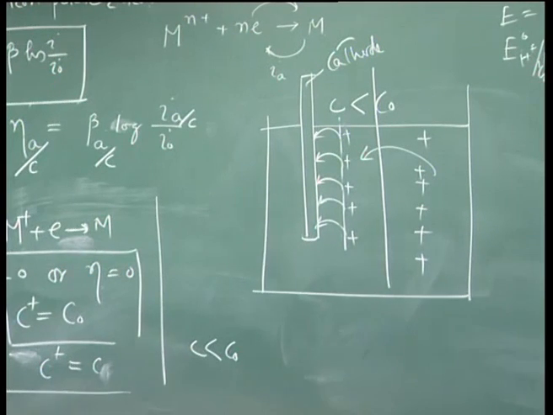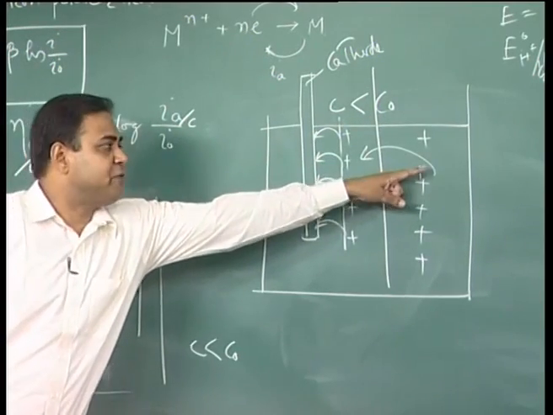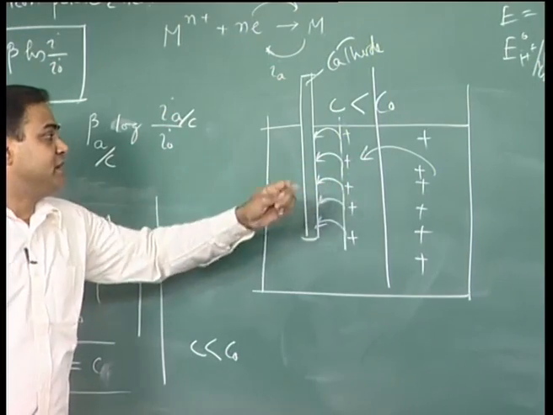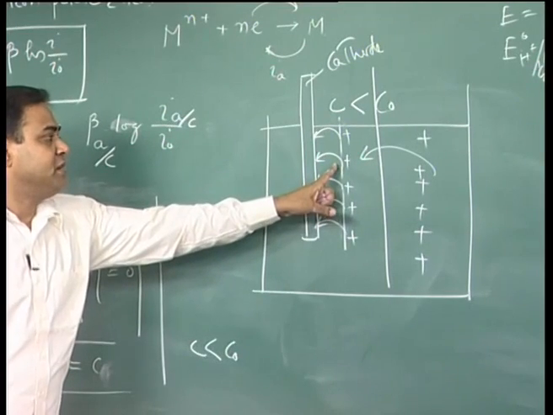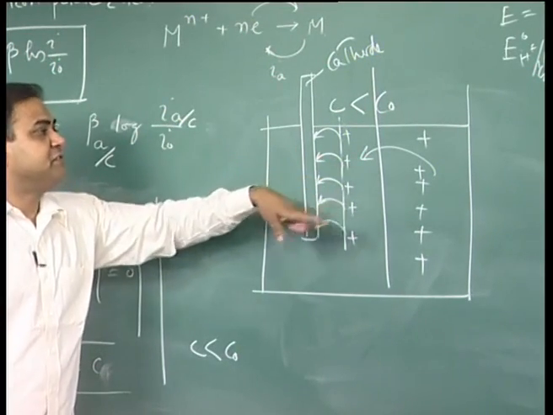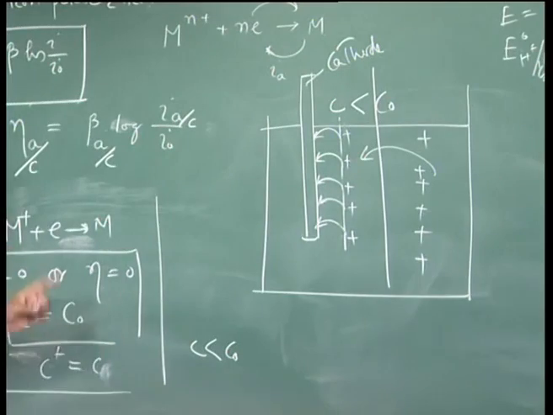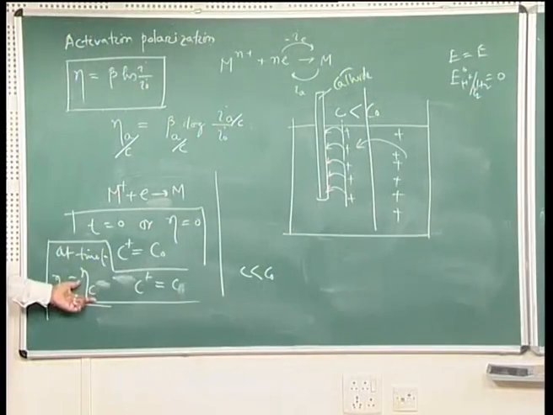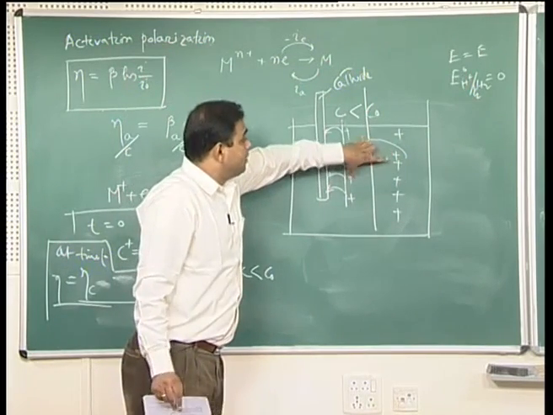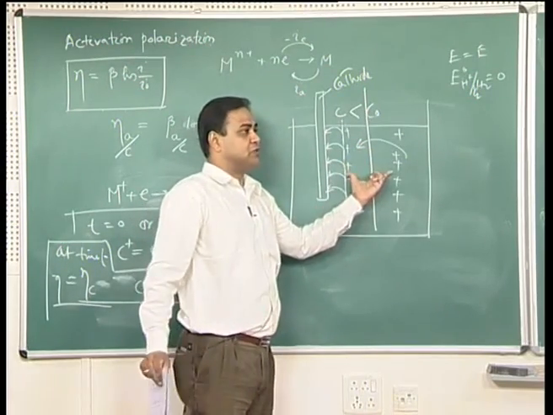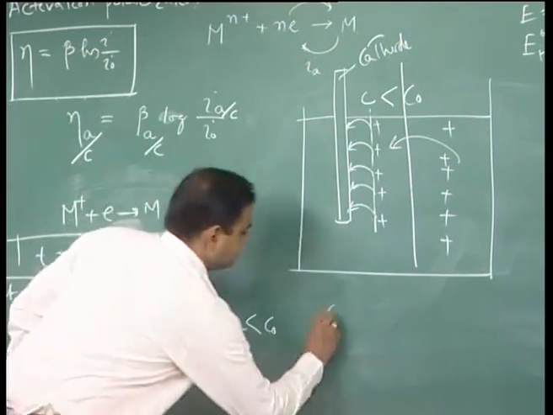So, what is the slowest step here? The slowest step here is basically the diffusion of positive charge from the bulk to this interface, rather than the rate at which this activation jump is happening. The activation jump is happening at a much faster rate than the diffusion. So this polarization has some part which is guided by the diffusion, the slowest step here, and that time it would be called concentration polarization.